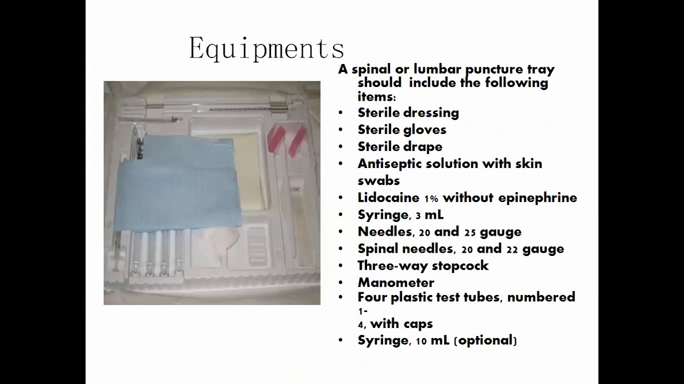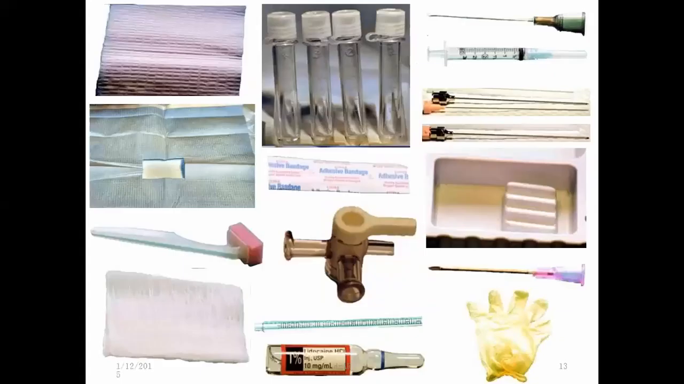The antiseptic solution with skin swabs, lidocaine 1% without epinephrine, a 3 ml syringe, and needles, with the LP needle of either 20 or 25 gauge. And then a 3-way stopcock in case you have to connect the manometer. Again, the manometer has plastic tubes. The collection tubes should be numbered 1, 2, 3, and 4 with caps, and the 10 ml syringe is optional.